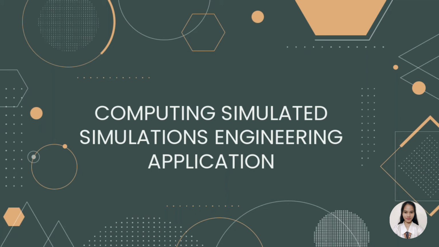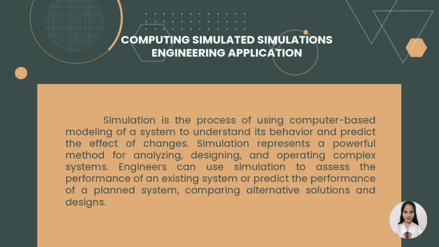So we will talk about now the computing simulations engineering application. Simulation is the process of using computer-based modeling of a system to understand its behavior and predict the effects of changes. Simulation represents a powerful method for analyzing, designing, and operating complex systems. Engineers can use simulation to assess the performance of an existing system or predict the performance of a planned system, comparing alternative solutions and designs.